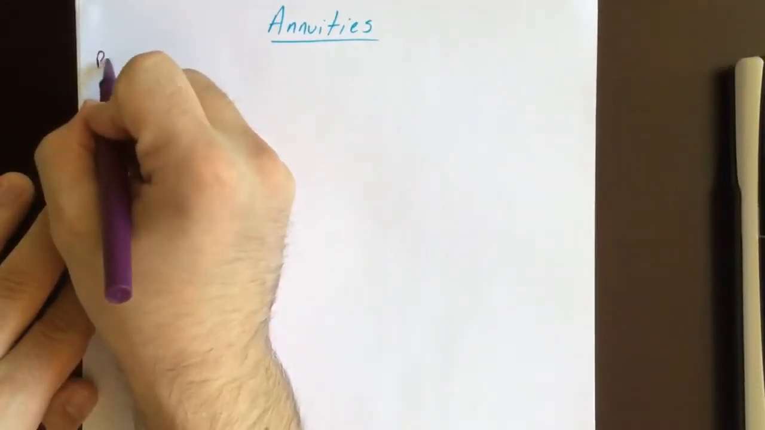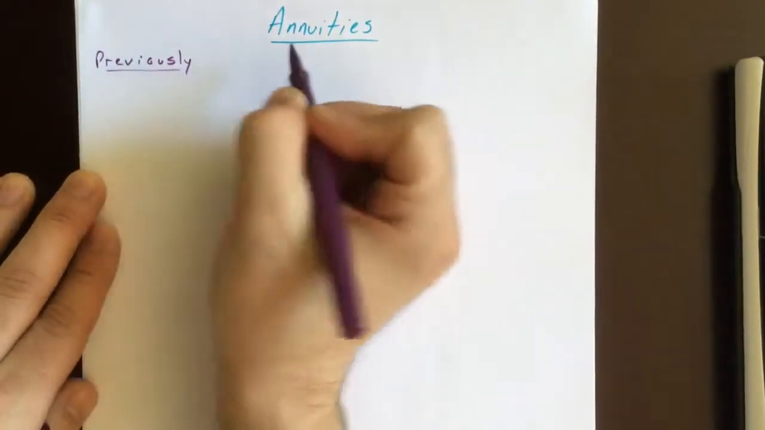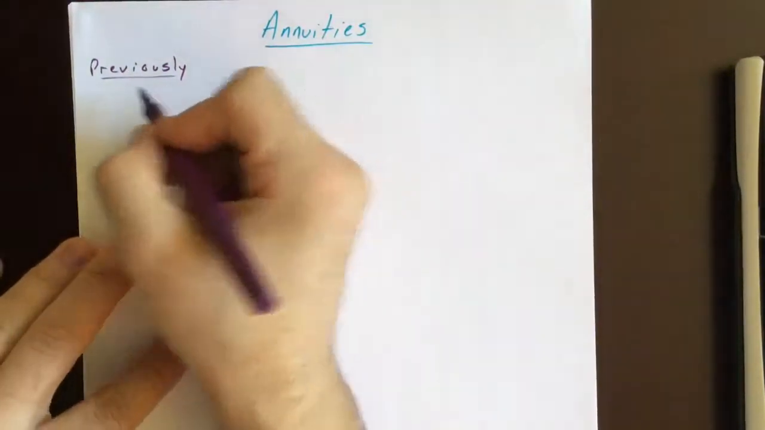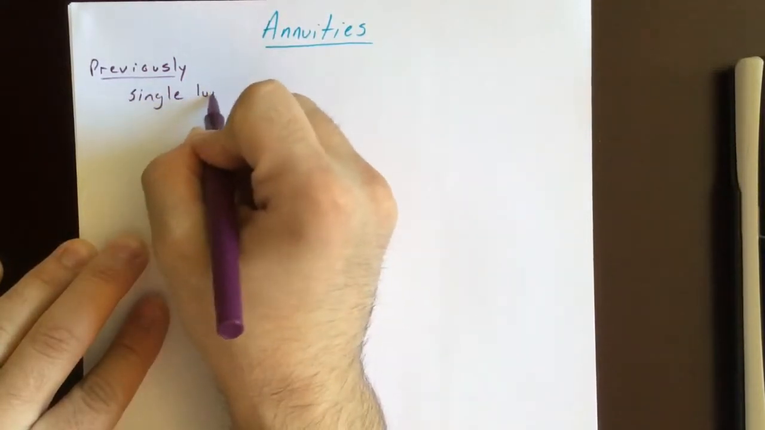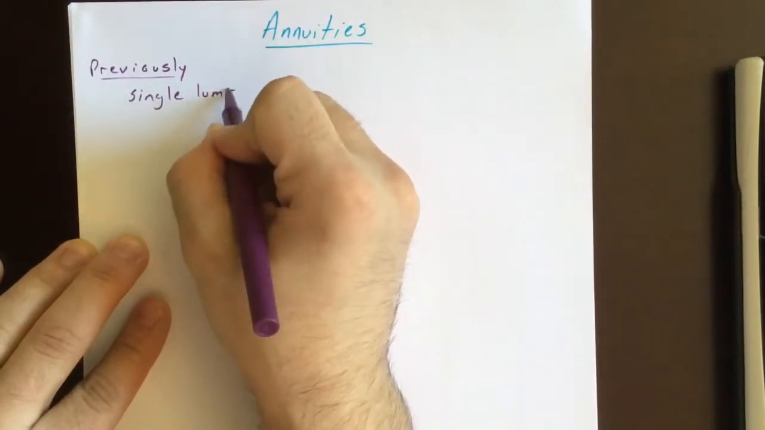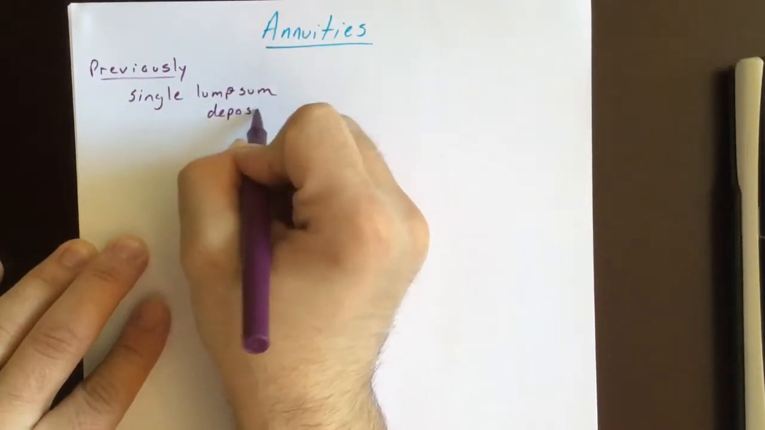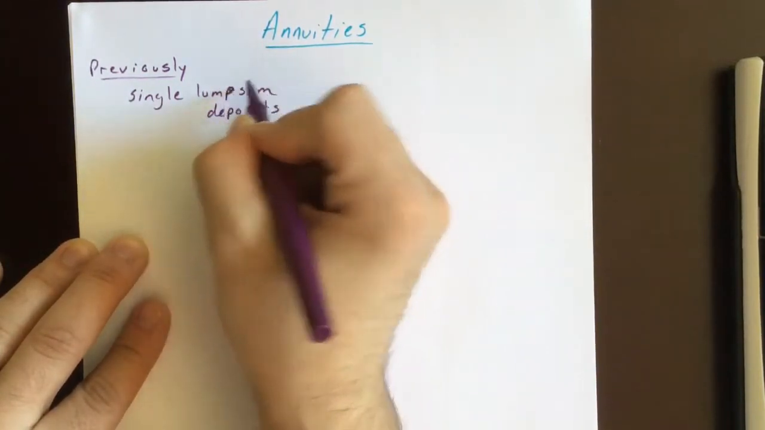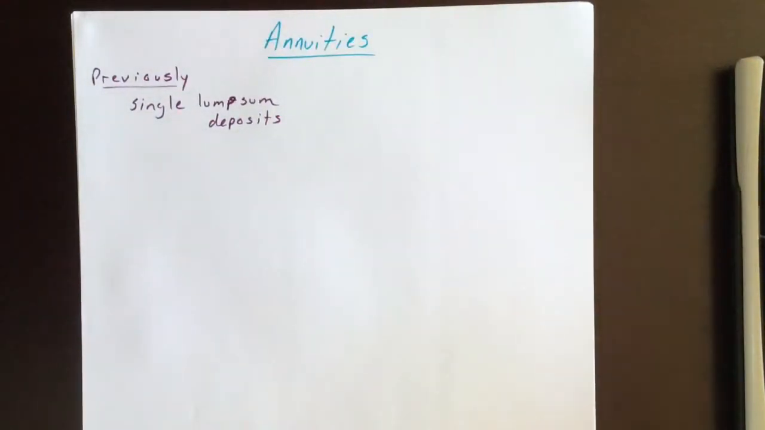So we have been talking about, previously in Mr. Beal's class, we have been looking at making single lump sum deposits. Okay? Making one deposit and just letting it be.